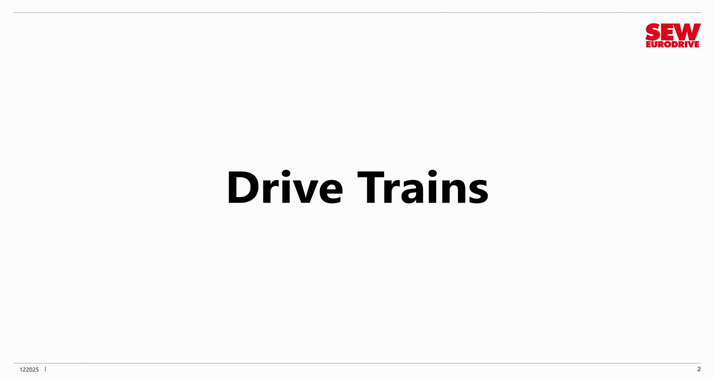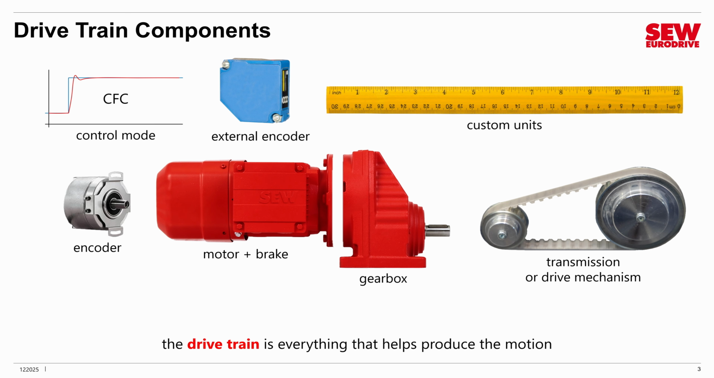In this session, we're going to learn a bit more about drivetrains. We've been working with them in other sessions, and we talked about them in some detail when we talked about positioning. We now need to dig a little deeper. Just by way of review, remember the drivetrain is everything that helps produce the motion. That includes at least a motor, but it could include a brake, a gearbox, transmission elements, an encoder, possibly an external encoder, of course the control mode that the VFD uses to control the motor, and possibly a custom unit if we don't wish to use the default units.